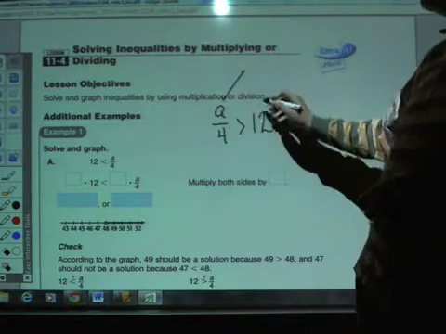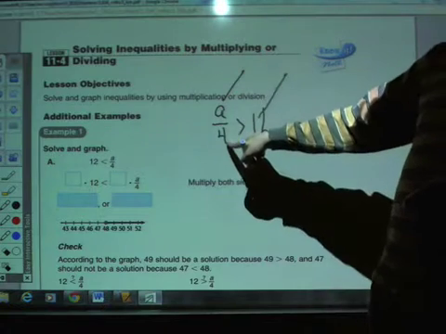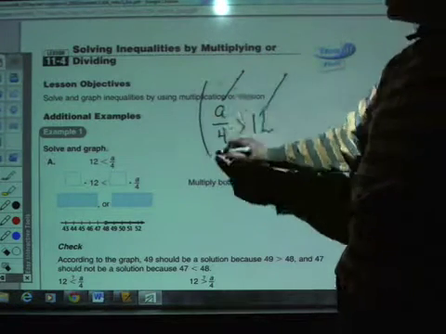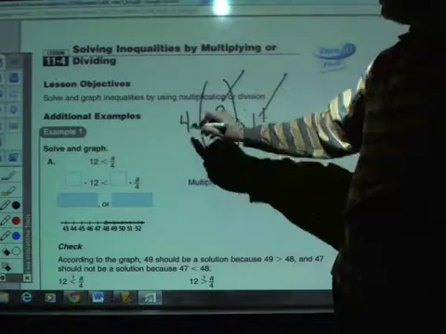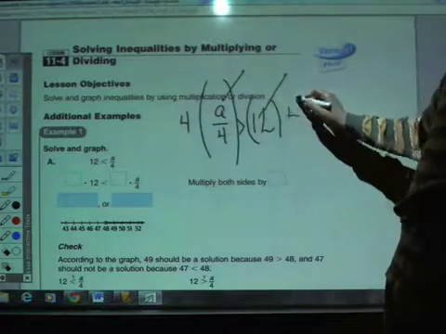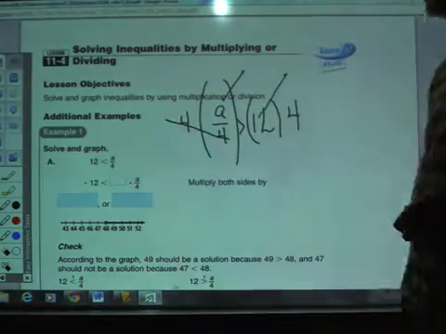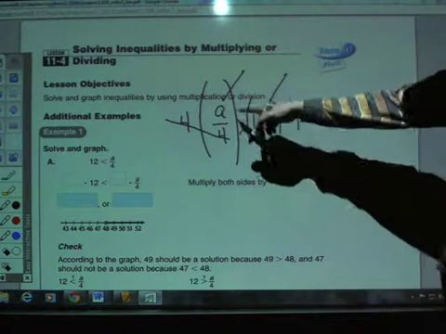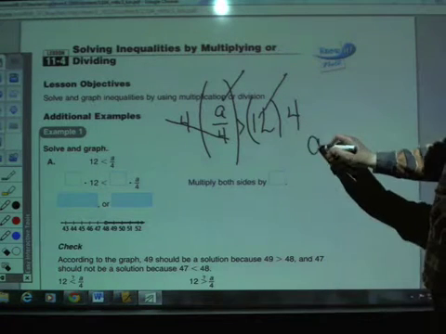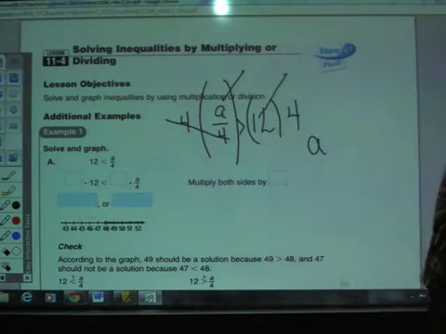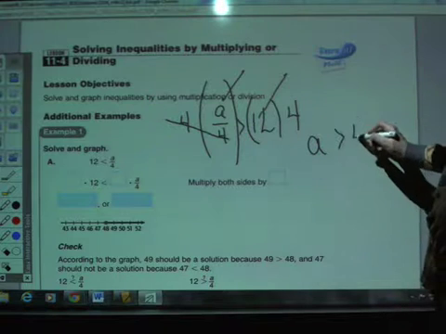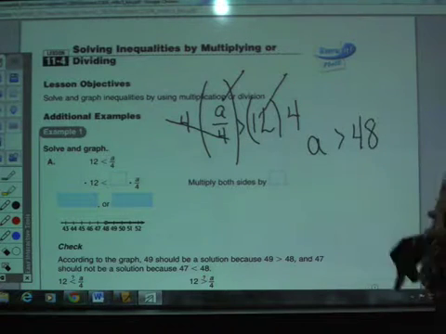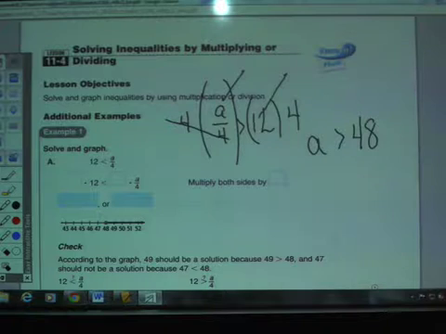Keep the variable on the left, send the numbers to the right, so we know we have to move the 4 here. So what am I going to do? I'm going to multiply both sides by 4. Alright, so here I'm going to be left with a, which is great because I want the variable by itself on the left side, and it's going to be greater than 48. So that's my solution to my inequality. A is greater than 48.